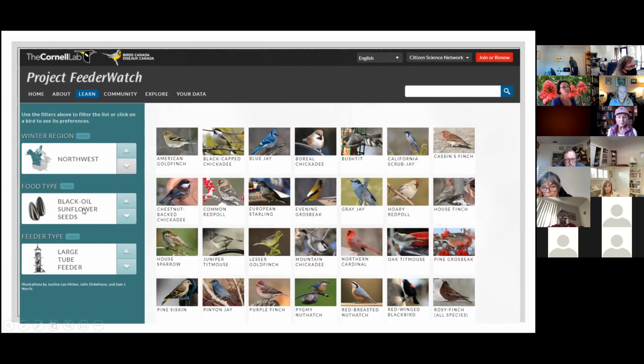And if you change that here and put a different kind of seed, it'll tell you the birds that are eating that seed. So this is a really fun way for non-birders to know what kind of birds they're seeing out on their feeders.